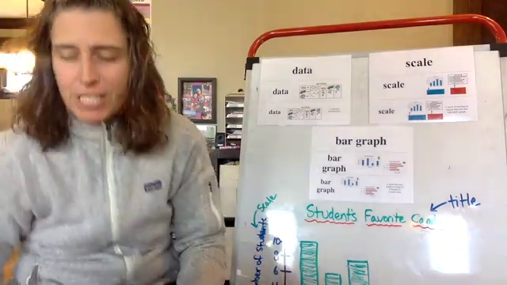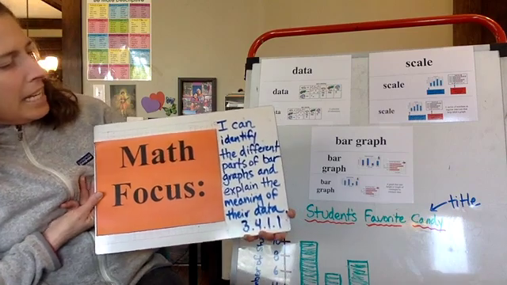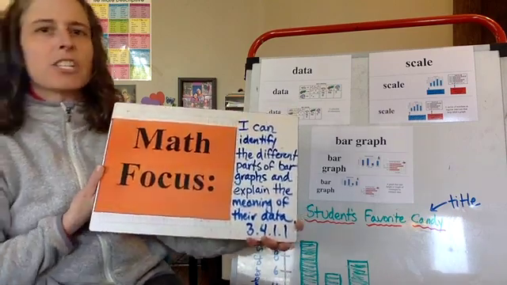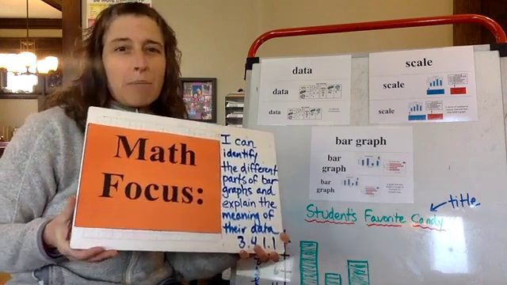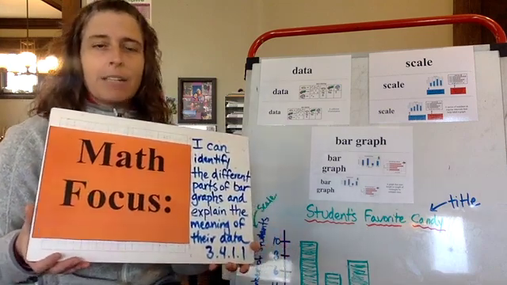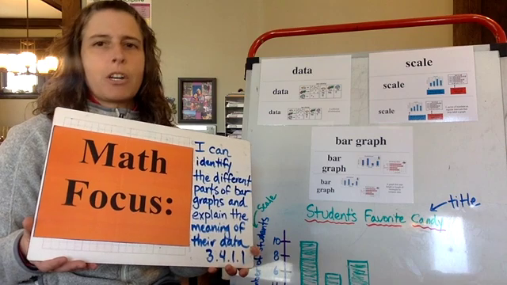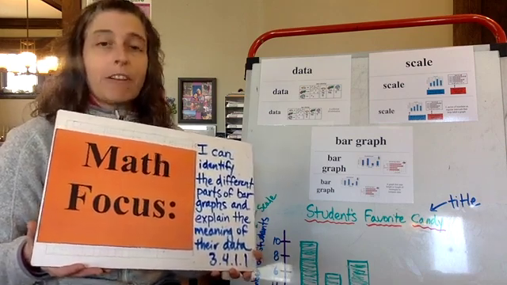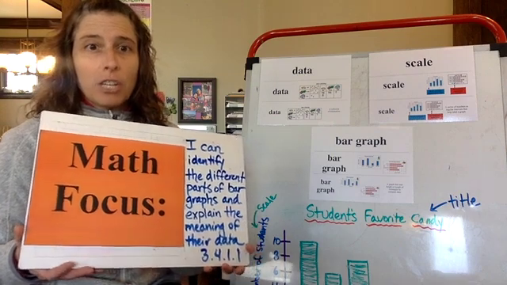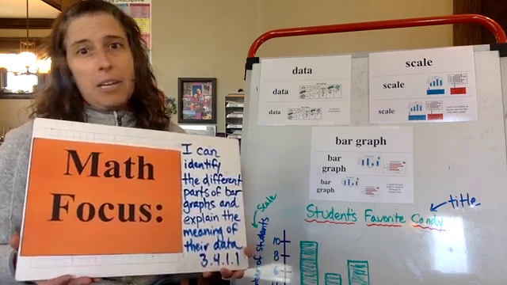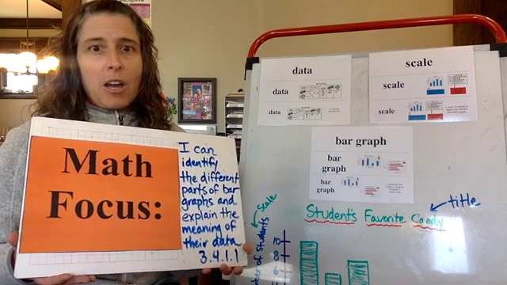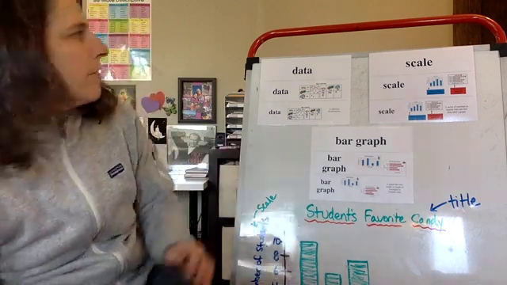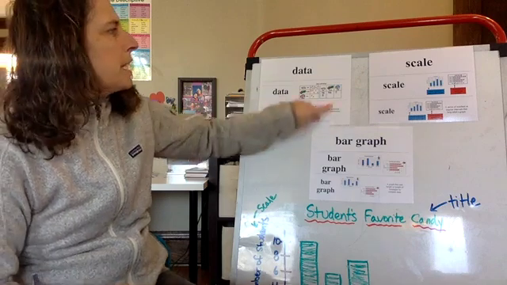So our math focus today is I can identify the different parts of bar graphs and explain the meaning of their data. We're going to be doing the second part of that, explaining the meaning of their data, over the next week or so. So today we're going to talk a lot about vocabulary for bar graphs. Let's look at a bar graph that I made with my kids, and we'll talk about all the different parts of it.